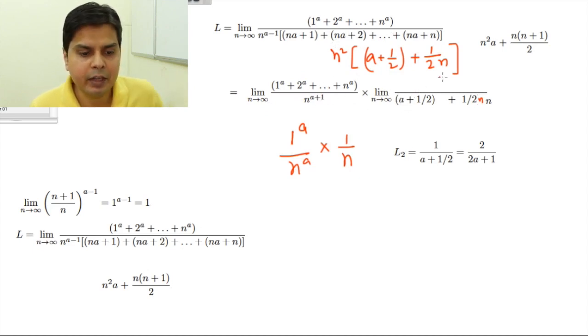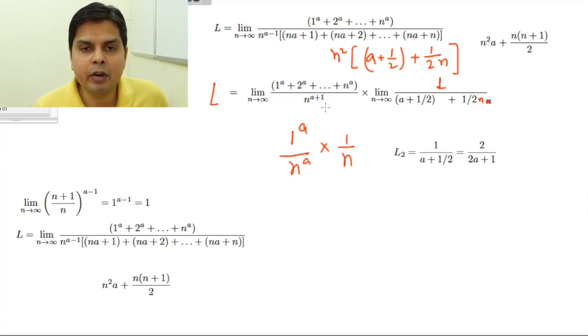The first part is this, and in the second part, in the numerator there is 1, because there will be no n square here, because I have taken n square common outside. So this is a plus half plus 1 by 2 n. Let's remove this n. So ultimately this limit L will be the product of these two limits. Let's call this one L1 and this one L2.